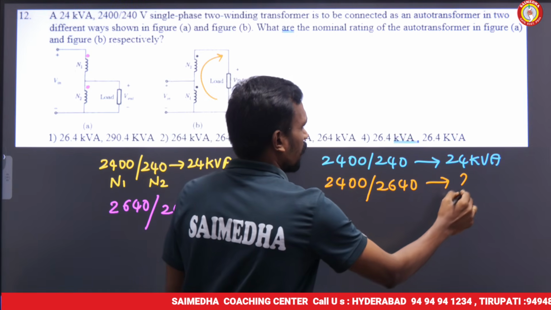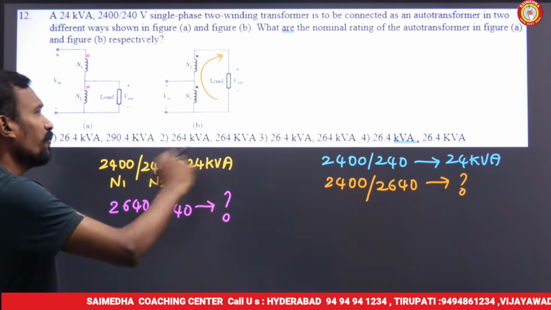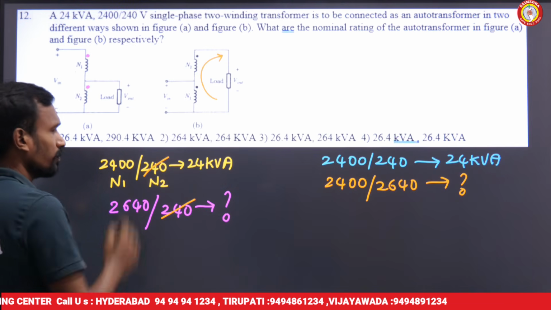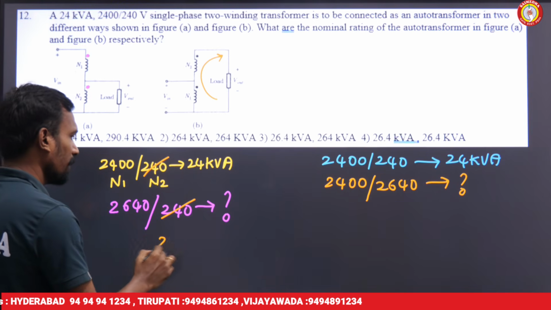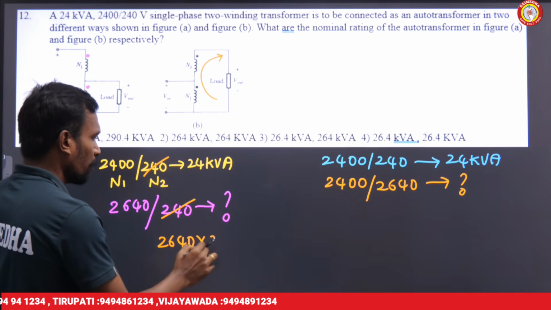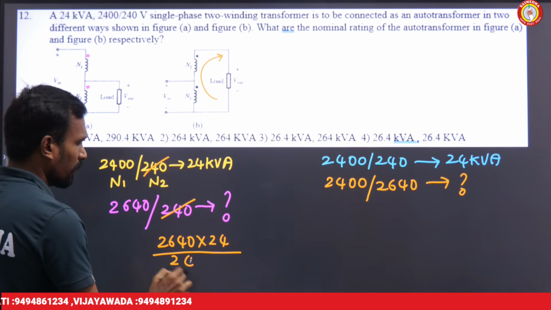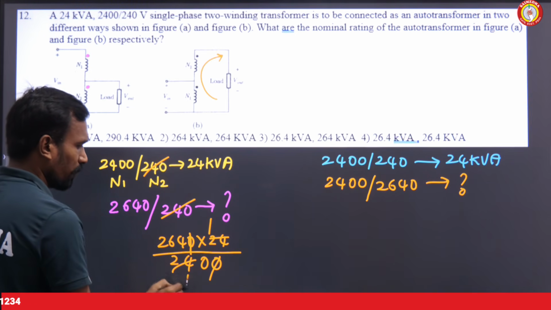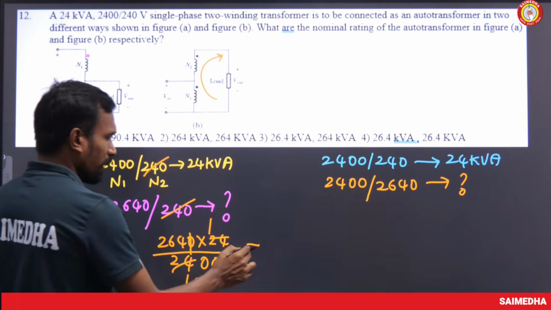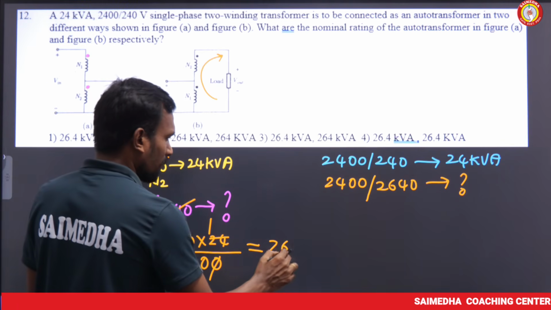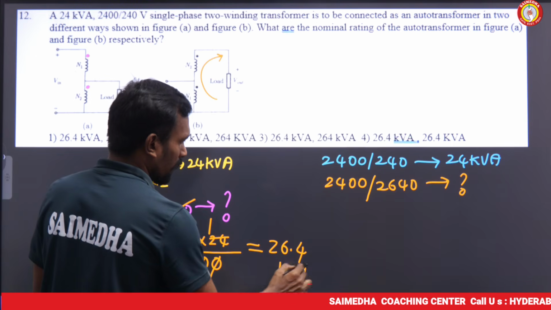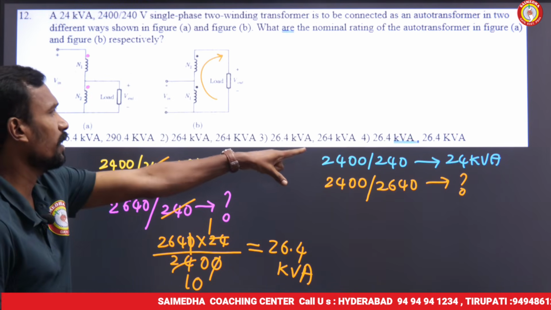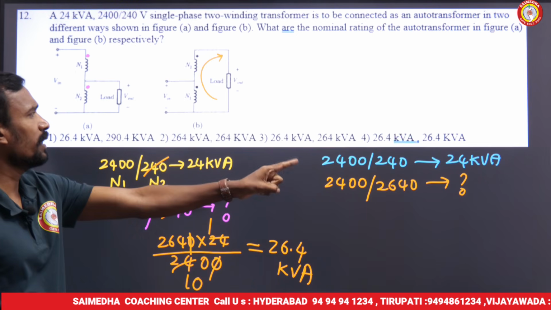2640, then what will be the answer? Both are addition but in a different manner. Here 240 is common, so let's cross multiply. 2640 into 24 by 2400. The zeros cancel, 24 ones, 24 tens, so the answer will be 264 by 10, which is 26.4. 26.4 is option A, or option D, or option C.